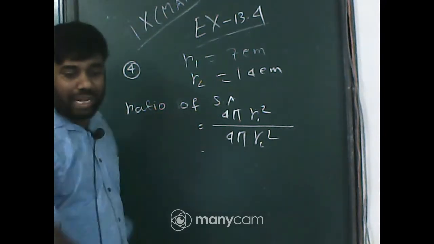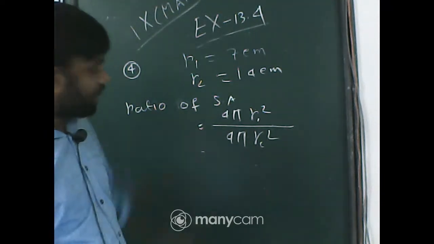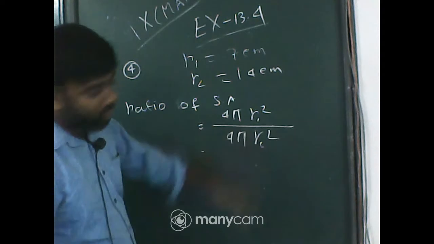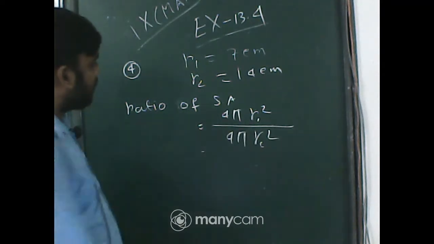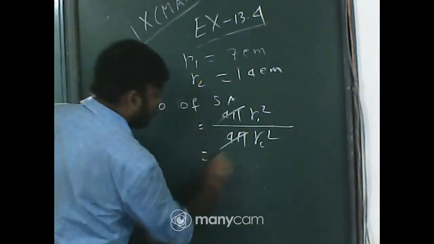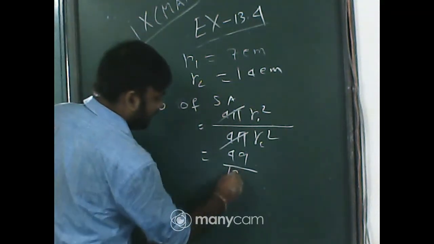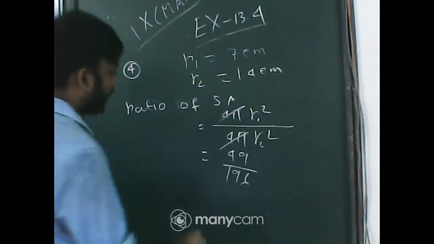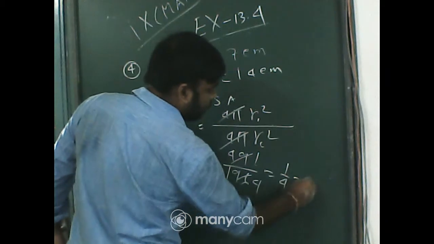No need to do it that way, that is a very lengthy process. Just watch it. 4 pi r1 square by 4 pi r2 square. So easily you can observe, we can cut down 4 pi and 4 pi. Then r1 square value is 49, r2 square value is 196. So you can cut it by 1 and 4, that is 1 by 4, 1:4.